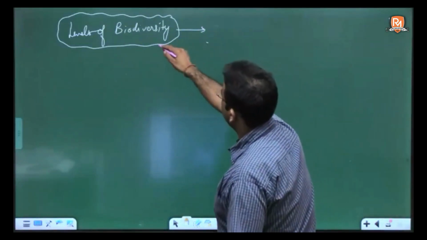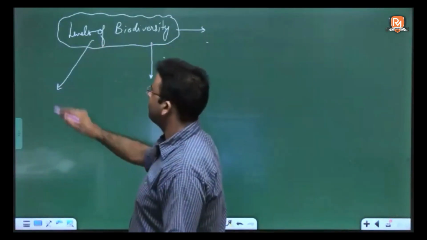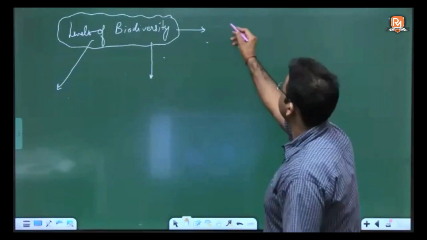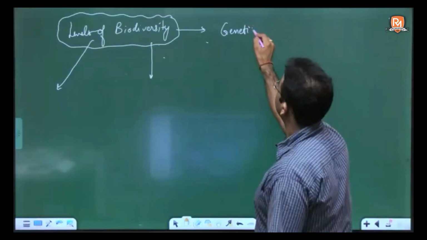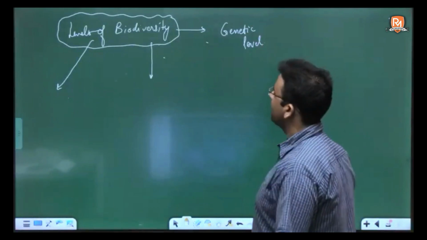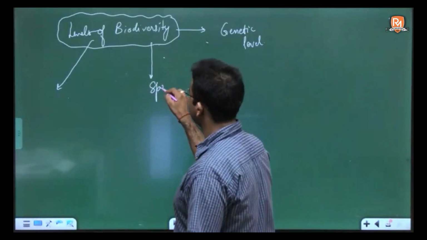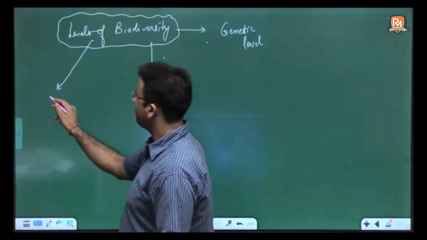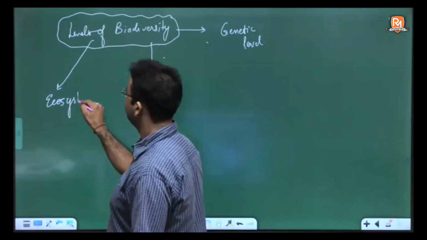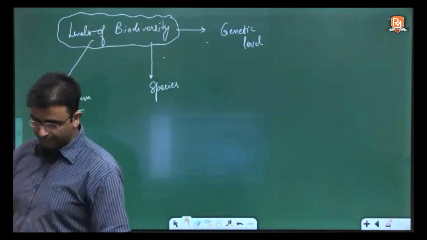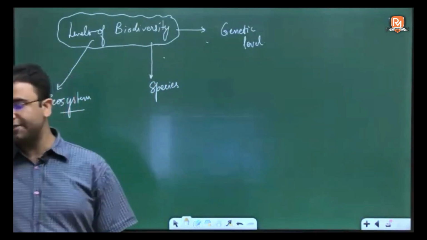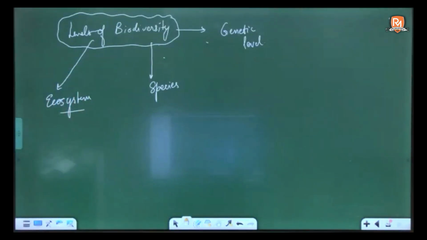So there are three levels of biodiversity. There may be diversity at the genetic level, there may be biodiversity at the level of species, and there may be biodiversity at the level of ecosystem. So what is genetic biodiversity?